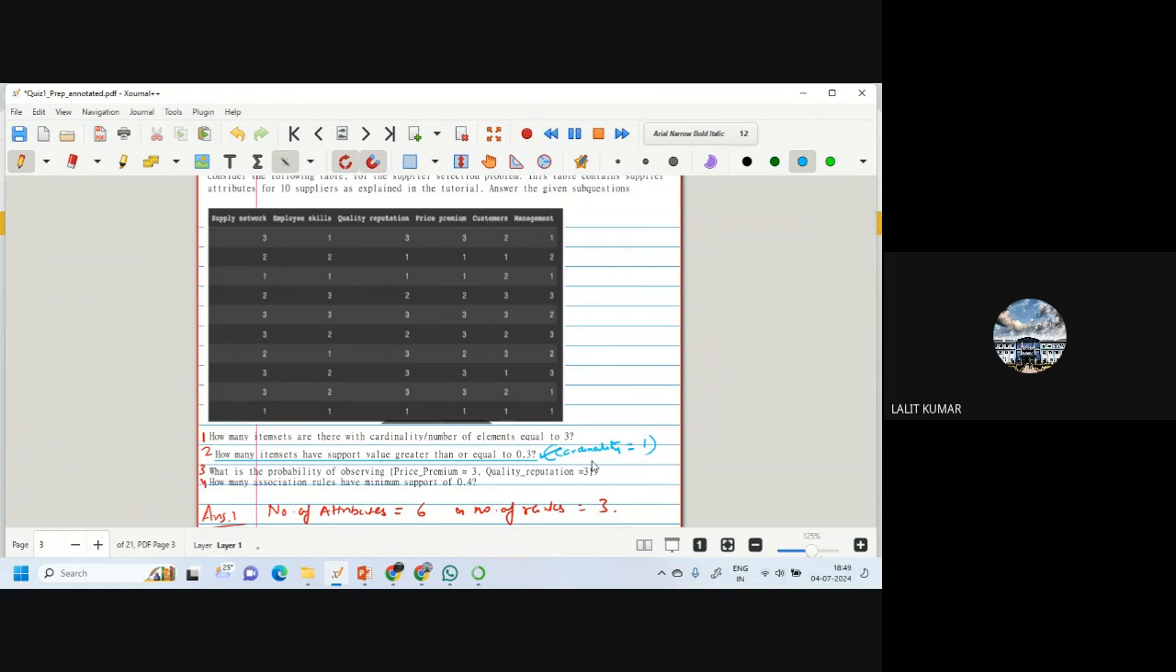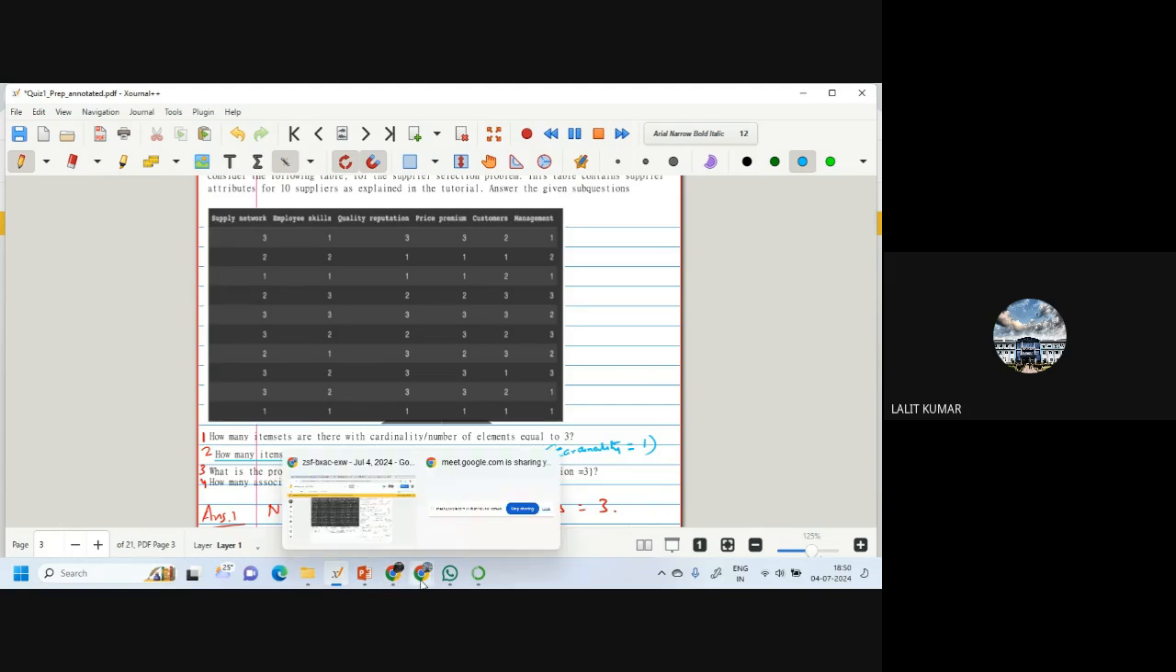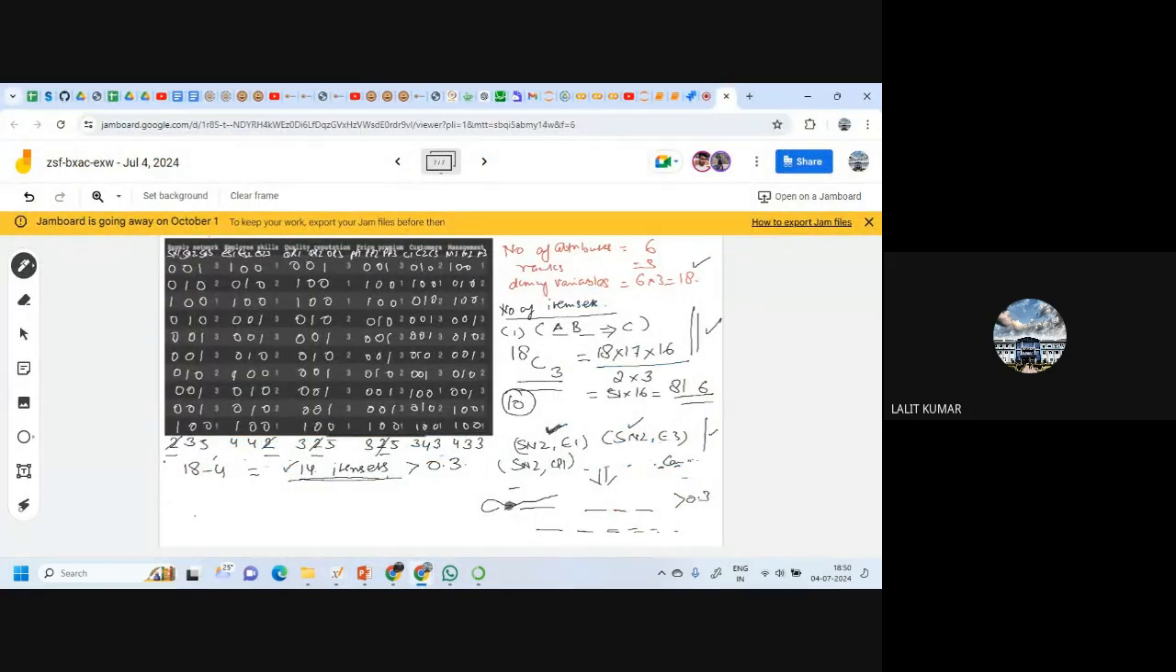However, in question number 4, they have asked this kind of question: how many association rules have minimum support of 0.4? So we will go to question 4 first, before doing this. With the same concept, we will select only the 4 part. So 3 also we will discard. So Suraj, how many with 4? 7. Total is 7.